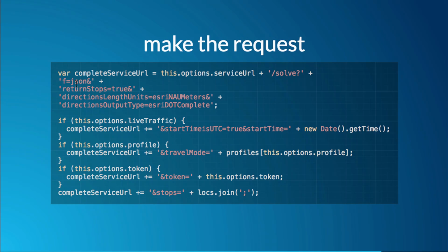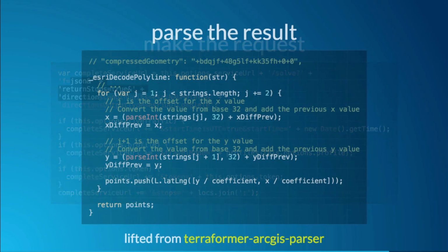So here we've got some parameters that are always the same. We always want the stops, we always want JSON, we want the complete directions. Then if people want live traffic, we'll append that parameter. If they chose a custom profile, we'll append that as well. If they have a token, we'll append that. Then we make that request based on just concatenating all the stops, longitude, latitude pairs. So that was all built in, that's great.